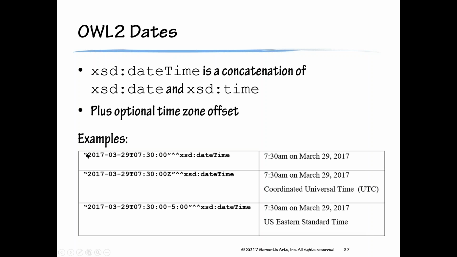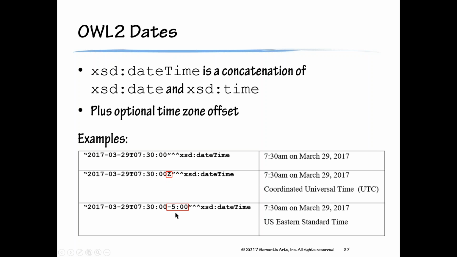So here's some examples, right? So 7:30 a.m. on March 29th, 2017. So here's the YYYY-MM-DD, and then this is time, 7:30, 0 seconds, and then this is a little indicator that says this is a literal whose data type is dateTime, right? Now, what's interesting is you have the option to specify a time zone, and if you use Z, that just means coordinated universal time, which is the standard. It used to be called Greenwich Mean Time. I'm not sure what the difference is, but the current terminology is coordinated universal time, which everybody just calls UTC.